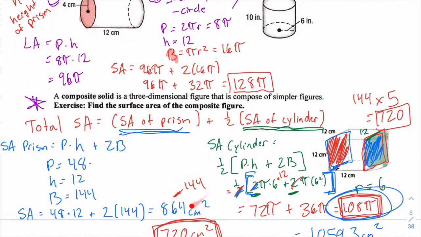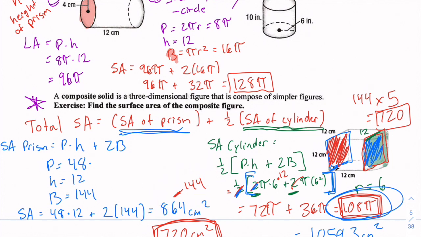But look at this in red. I'm subtracting 144. The reason why I'm subtracting 144 is because this face of the prism in red is actually not at the surface, right? It's not part of the surface area because it's covered up by the cylinder. So which is why I need to subtract this square here. So that's them subtracting 144.